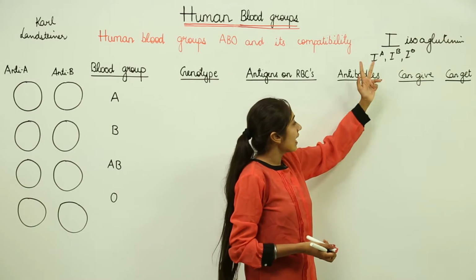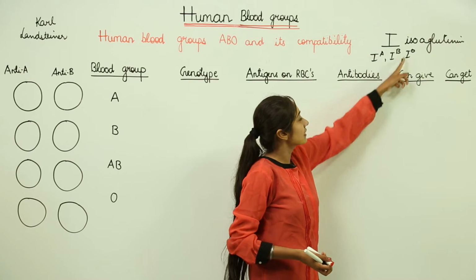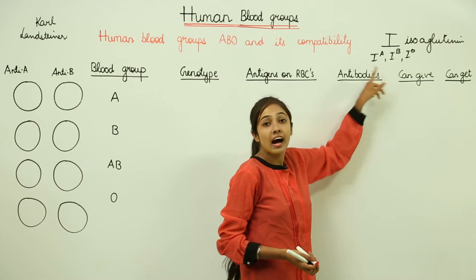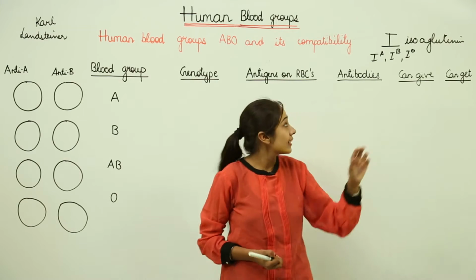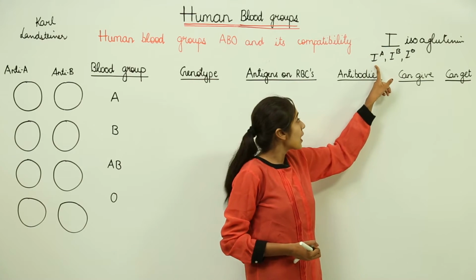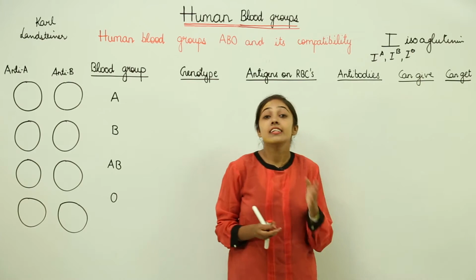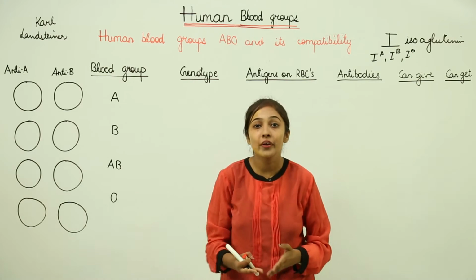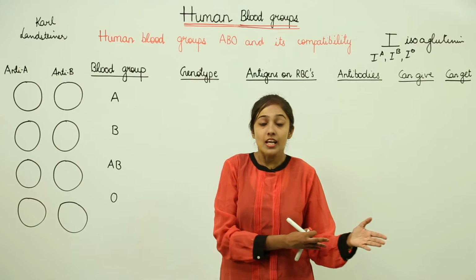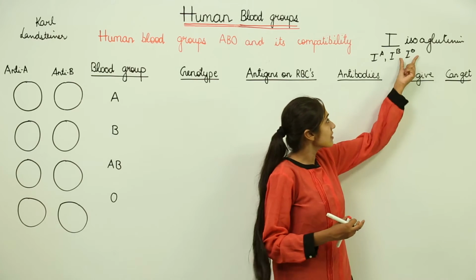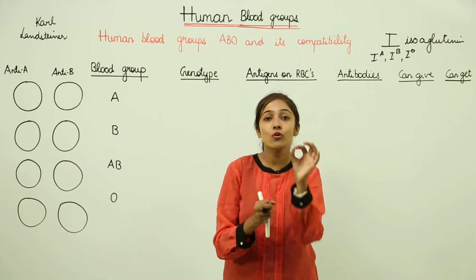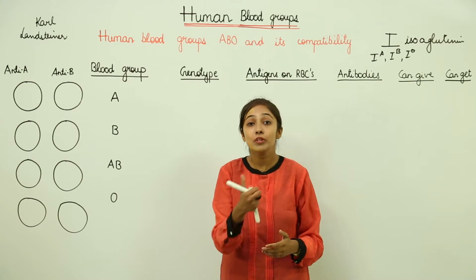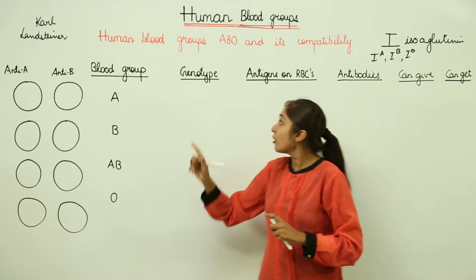Now IA and IB, these alleles, are the dominant ones, means they are going to express. But IO is recessive, means it is not going to express in the presence of a dominant one. So for the expression of a recessive one, you need to have both together, means you need IO and IO so that the blood group can be O.